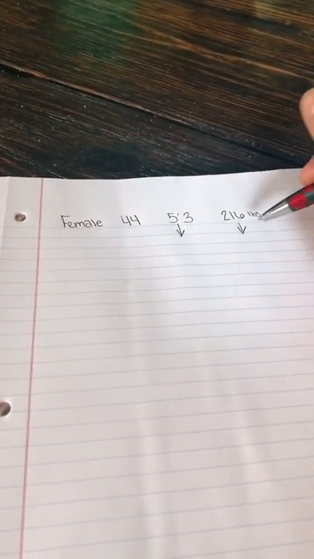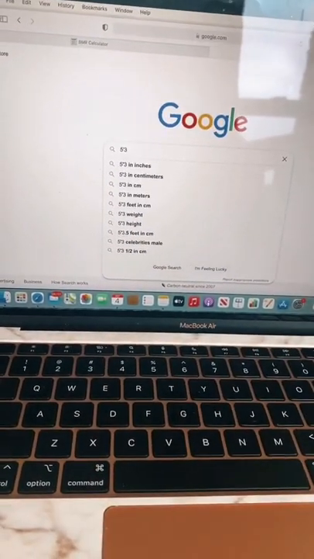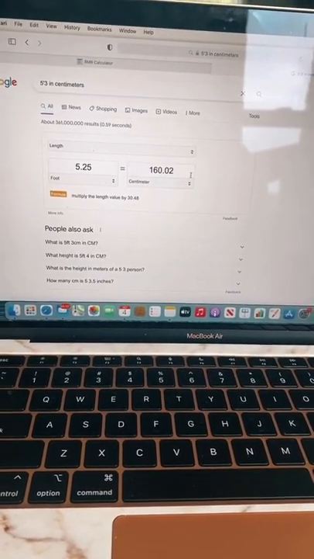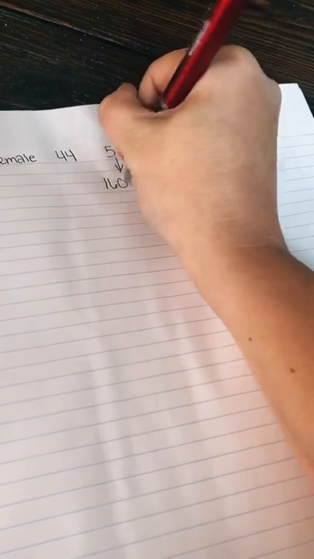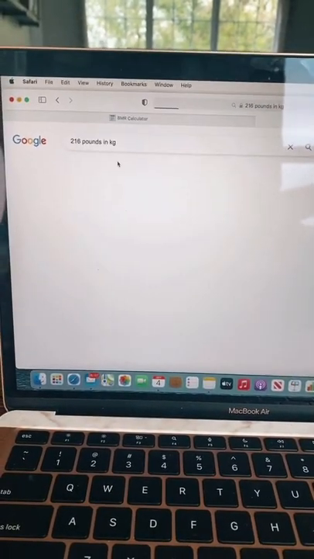Let me help you figure out your personal calorie deficit so that you can get a head start on your weight loss journey today. Okay, so here is going to be our test model for the day. She's a female, she's 44, she is 5'3" and 216 pounds. We're going to put her height in centimeters and pounds into kilograms. We're going to make this simple and Google 5'3" in centimeters. It gives you right here, 160.02. Going to write that. And then 216 pounds to kilograms is going to be 97.976.